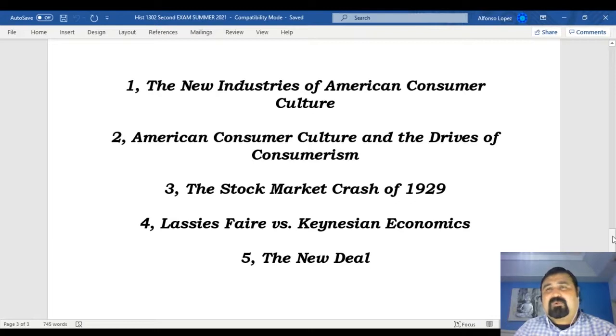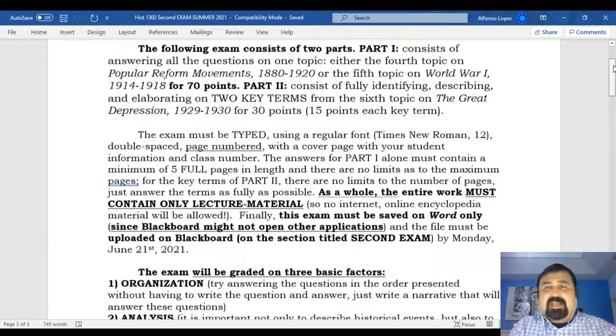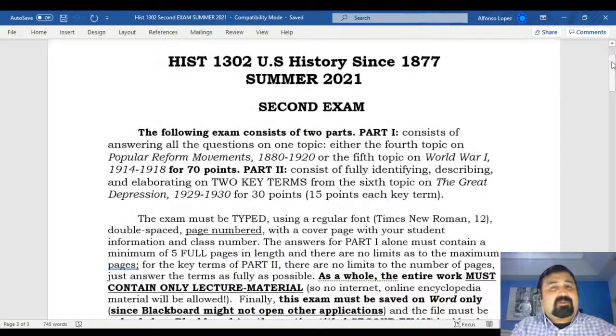Okay, there were also things like sports venues as well. Sports all over the country were going to become very, very popular. Baseball, football, auto racing, boxing, and so on. So I talk about all of those new industries of American consumer culture, and I expect that you break it down and you explain each one of them, not just list those industries, but try to provide some elaboration as well.